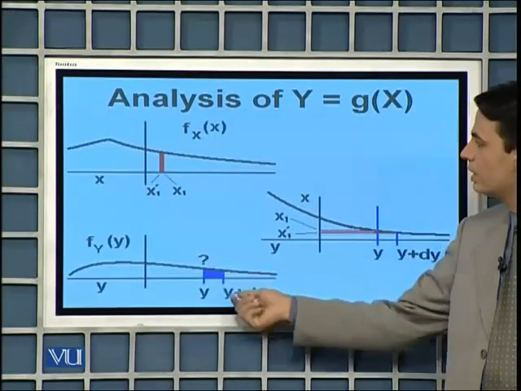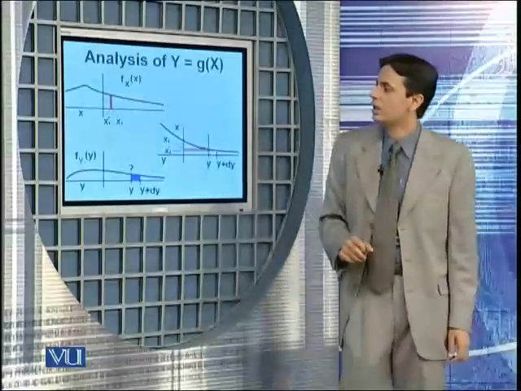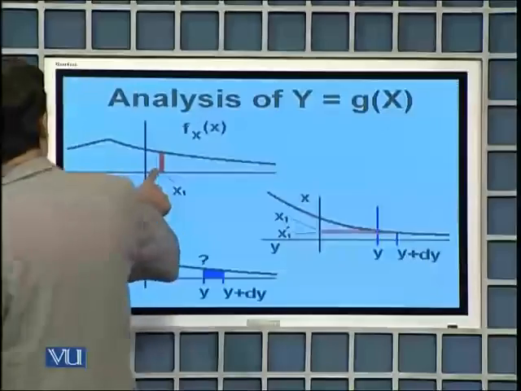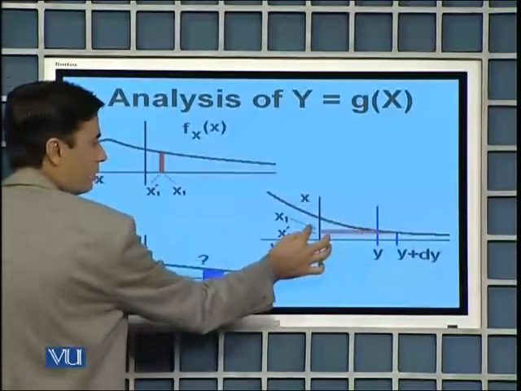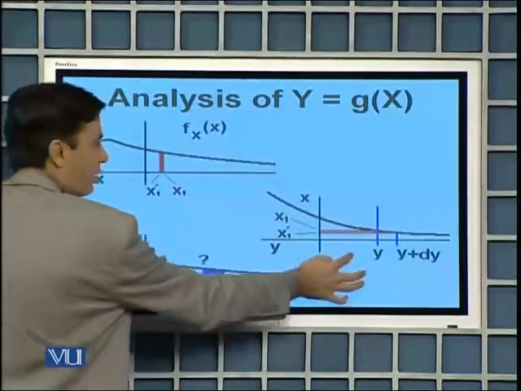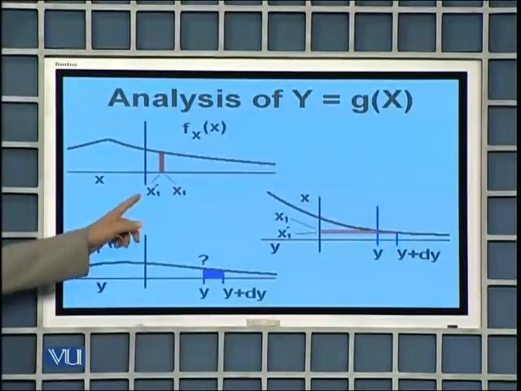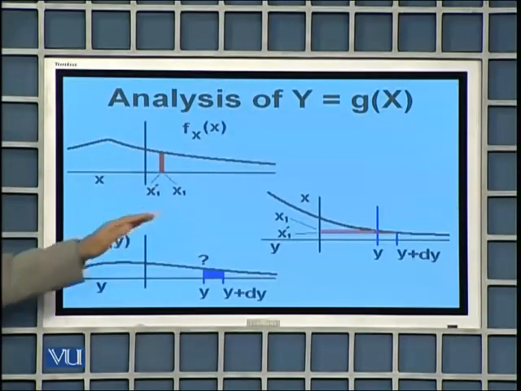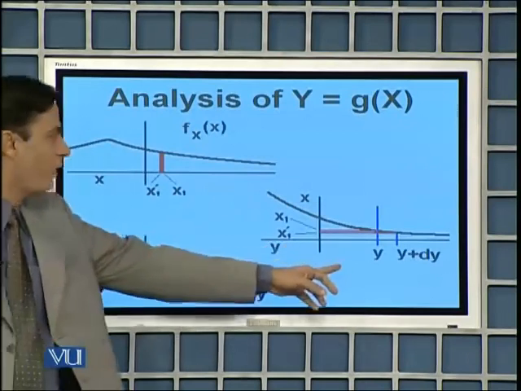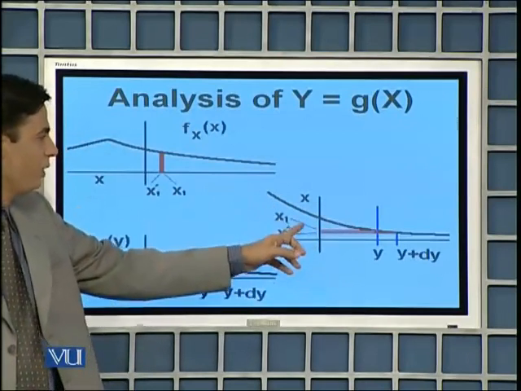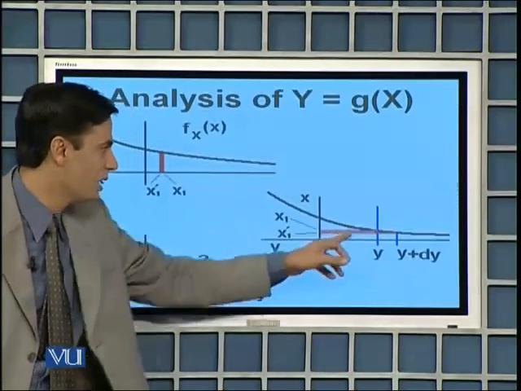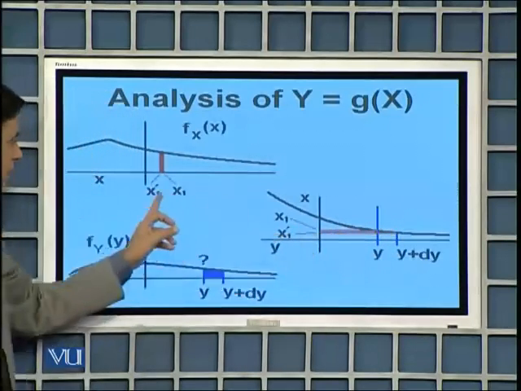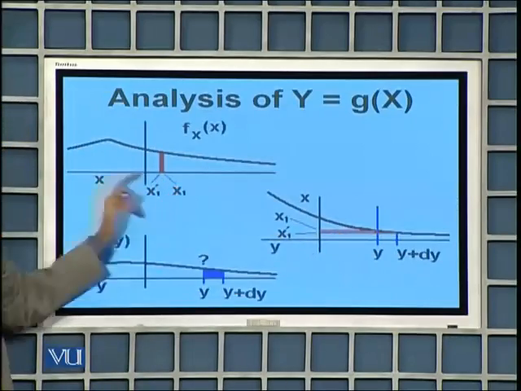This interval has a corresponding interval here in sample space of x. So if y gets mapped to x1 here, then y plus dy gets mapped to x1 dash. Please note that due to the negative slope of this inverse function, this y gets mapped to a point x1 which is higher compared to the inverse mapping of this point y plus dy, which is lower. So x1 dash is to the left of x1.